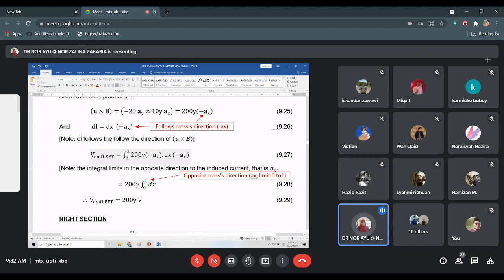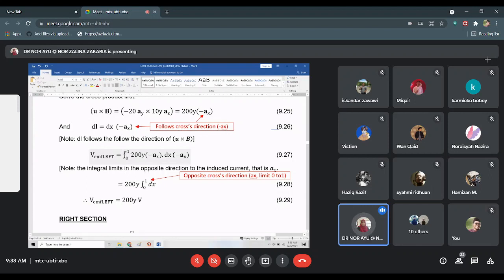Okay, it is supposed to be positive AX, so that's why it is 0 until 1. If the direction here is AX only, okay, if the direction for your cross product and your DL is AX, this one the limit should be 1 until 0. Okay, because it must be opposite the direction. So if this is negative, this should be positive. If this is positive, this should be negative.